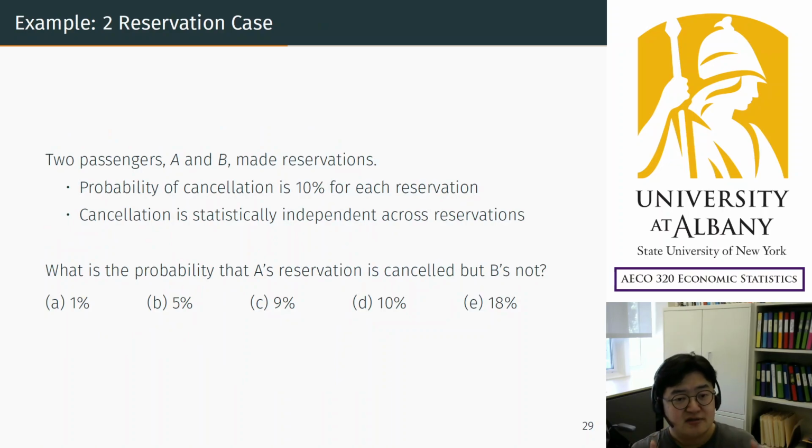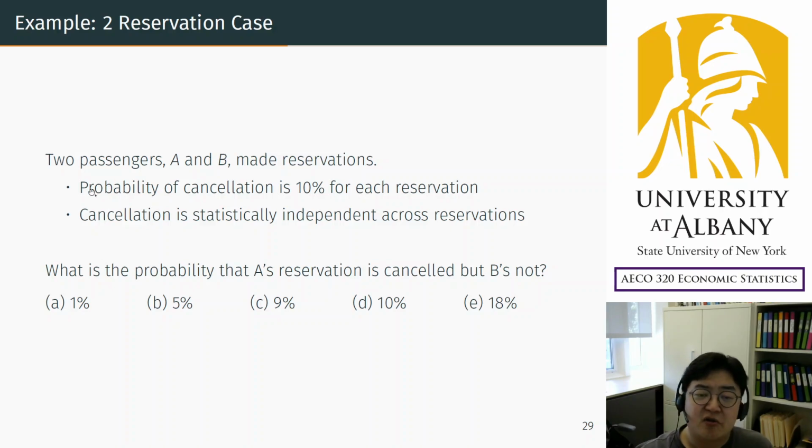Okay, then second step. I will consider the case where there are 2 reservations. Our question had 10 reservations, which is very complicated. So let's start with only 2 reservations. So it is much simpler.